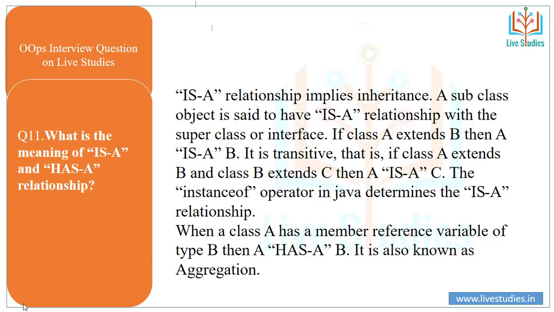When a class A has a member reference variable of type B, then A has a HAS-A relationship. It is also known as aggregation and composition, right?